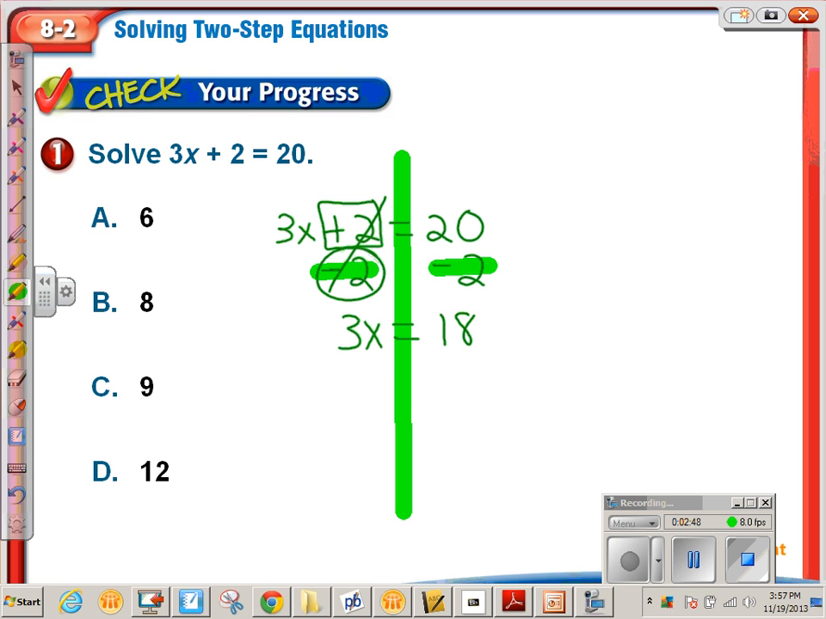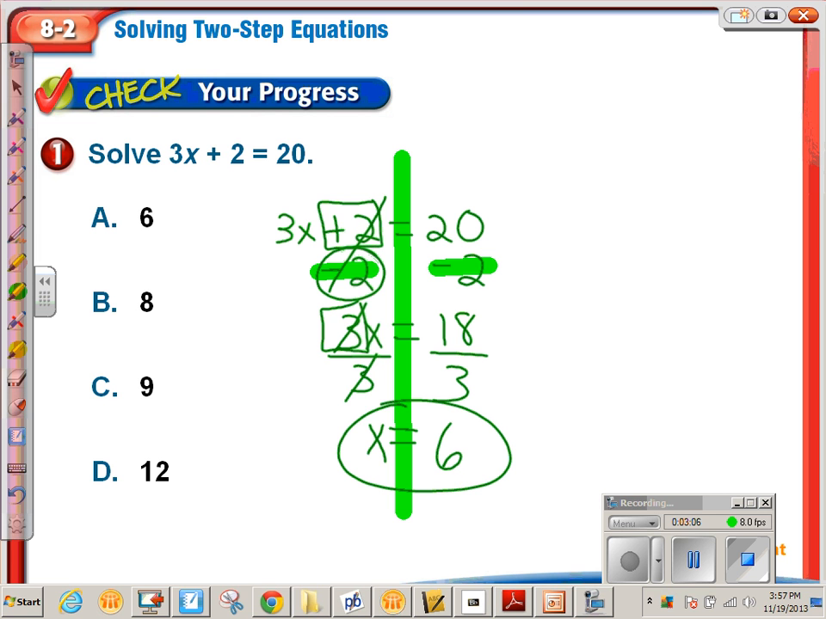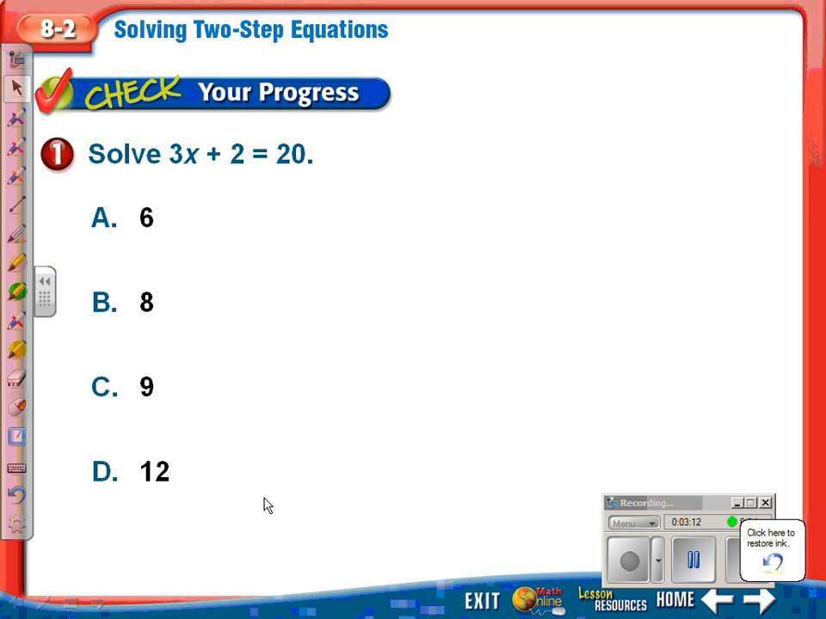The last step in this equation is to divide through by the coefficient. The coefficient is the number in front of the variable. So I'm going to divide by 3. The point of doing that is 3 divided by 3 is 1. I want it to be a 1x. Notice I've lined up my equal signs, and 18 divided by 3 gives me 6. I'm going to circle or box or cloud or do something fun with my final answer. And as you can see, this is going to tell us A is our final answer.